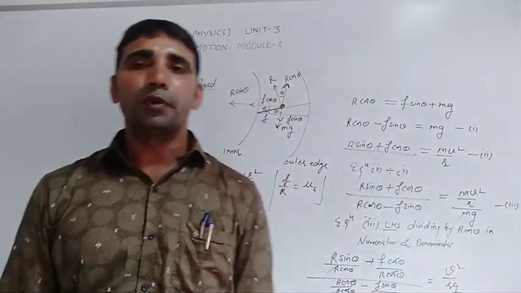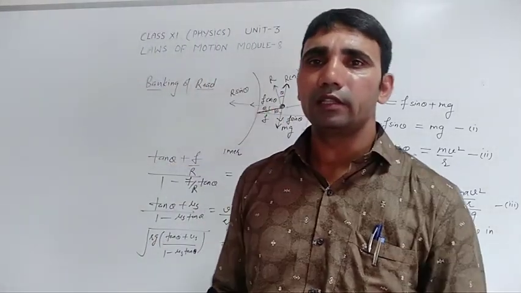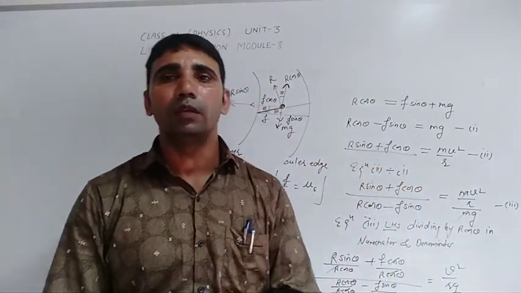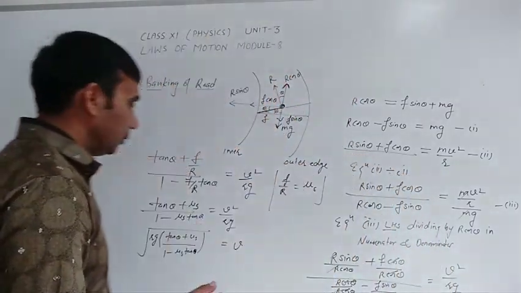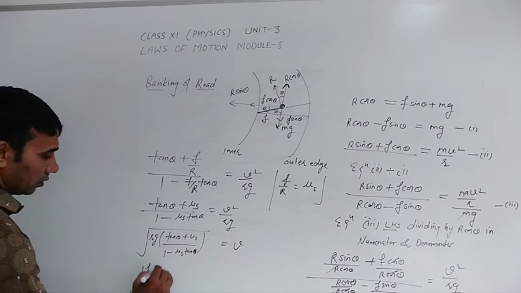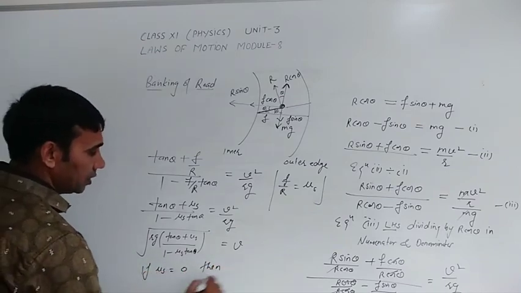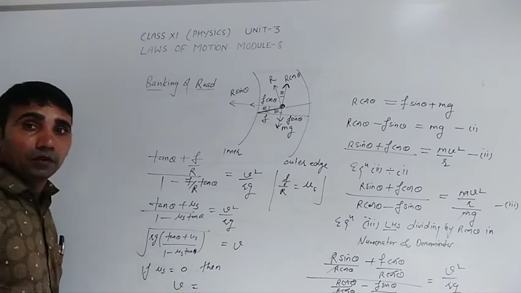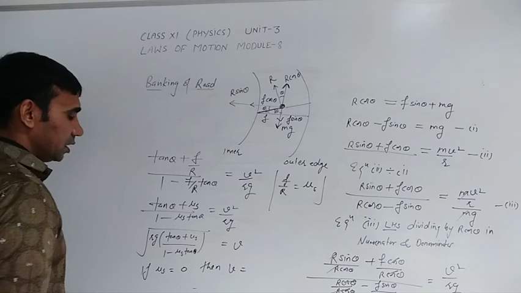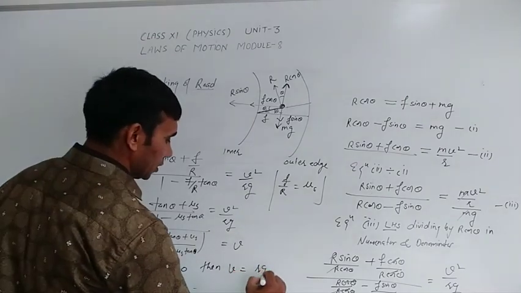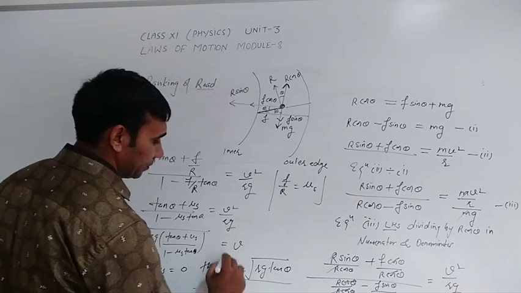If the coefficient of friction between road and tire is 0, then what will be the speed of the vehicle on the banked road? If mu s is equal to 0, then v is equal to the square root of rg tangent theta.